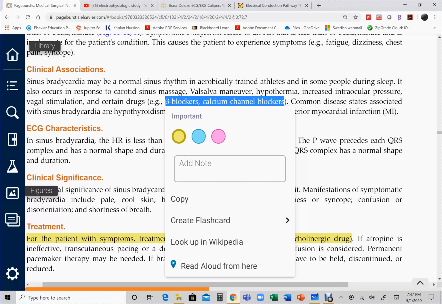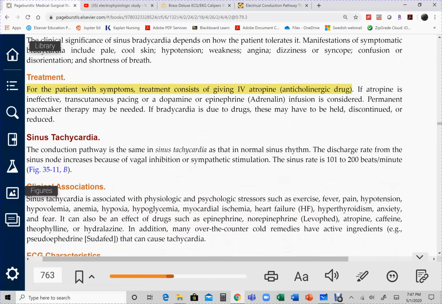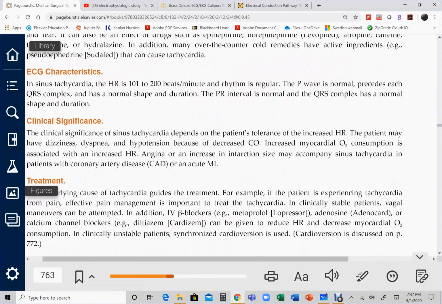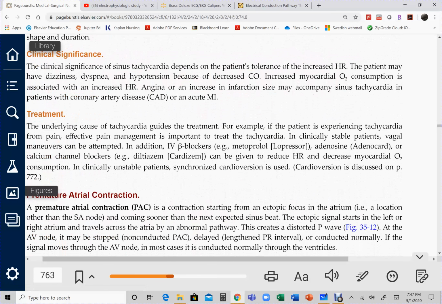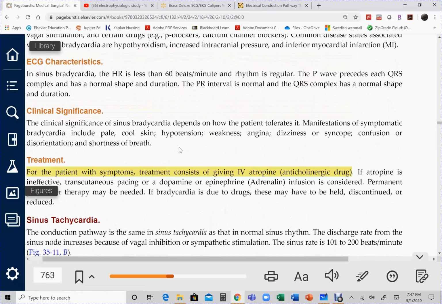So for instance, this one, beta blockers. When do you give beta blockers and calcium channel blockers? We give them for hypertensive patients, right? But we also give them for patients with a very high heart rate. So you'll see here under sinus tachycardia, look at your treatment. Your treatment is beta blockers, calcium channel blockers. So therefore, the side effect of these drugs is sinus bradycardia.